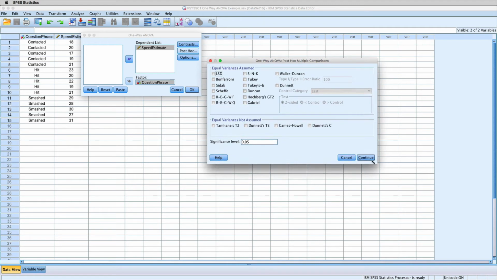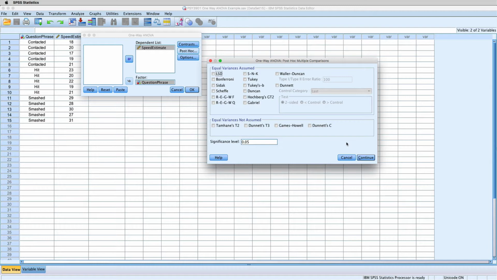So keep in mind that we should only be interpreting post hoc results if our ANOVA was significant. Should we run this ANOVA and find that we have a significant F ratio, that would indicate that the question phrasing did impact the speed estimate given by participants. What we don't know from that significant F ratio is where the differences between groups lie.